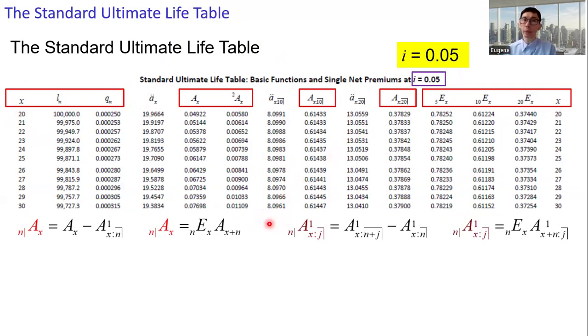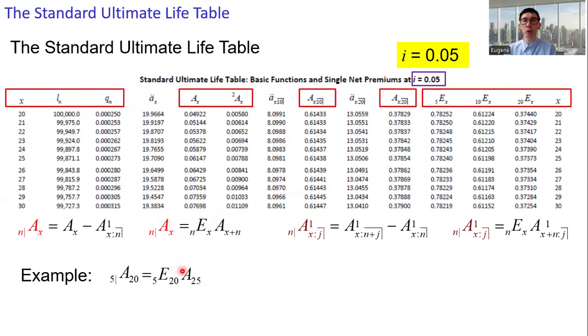Let's take a look at an example. Suppose we want to get the present value of a 5-year deferred insurance on age 20. So we have the notation 5|A20. Decompose this into the expression that we can find in the columns of the standard ultimate life table. We can make use of the second expression here. 5|A20 is 5E20 times A25.